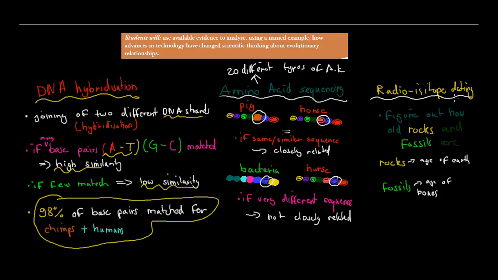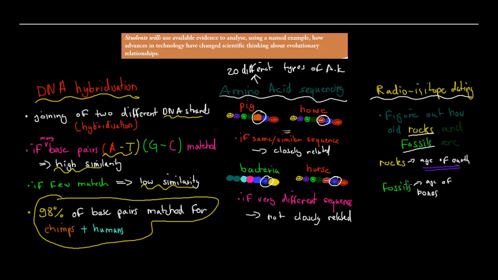Next was the radioisotope dating, and with the radioisotope dating, that was used to figure out the age of rocks and figure out the age of fossils. And the reason why that was important is that if we can find the age of rocks, that means we can also find out the age of the Earth itself. Remember, evolution takes millions of years, and if the Earth itself is not old enough, then evolution could also not happen as well.